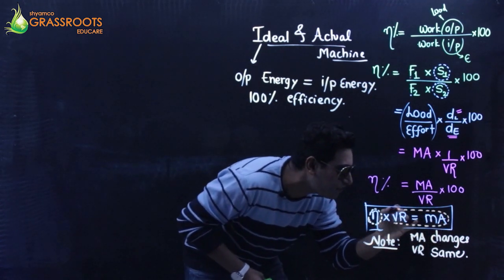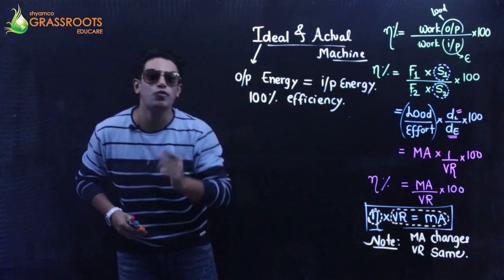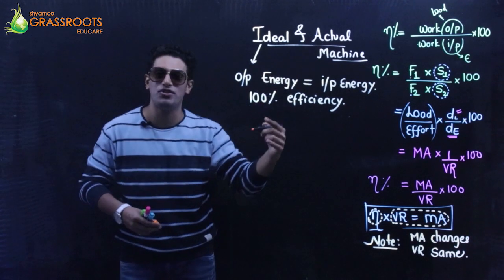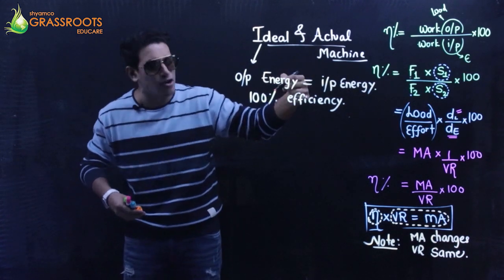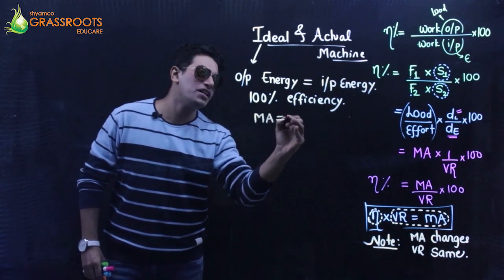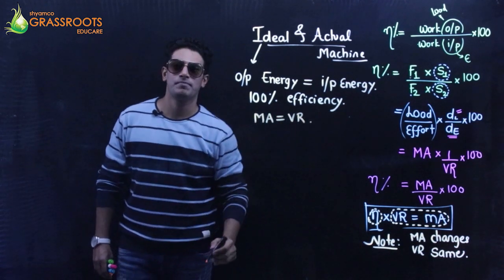I can say that VR is equal to MA. So for an ideal machine where the efficiency is 100%, the input energy is equal to the output energy, and mechanical advantage will be equal to the velocity ratio.